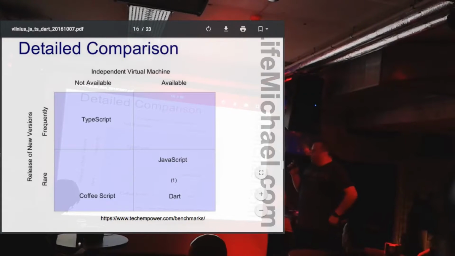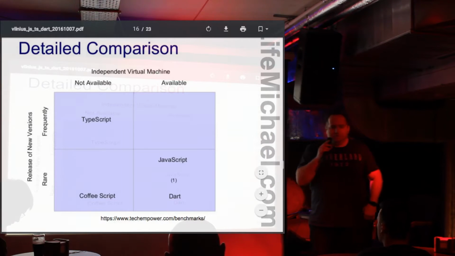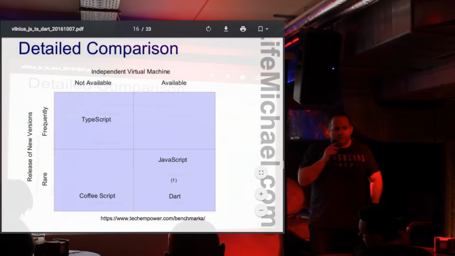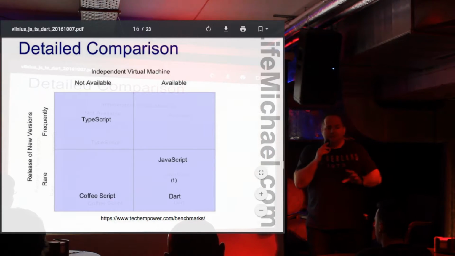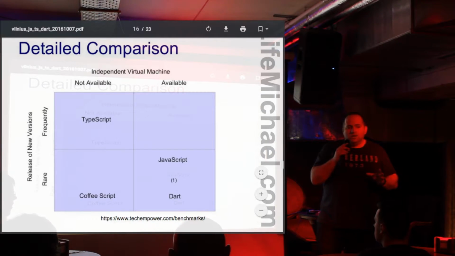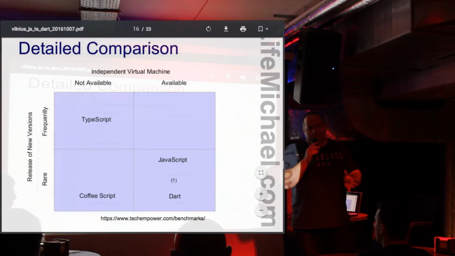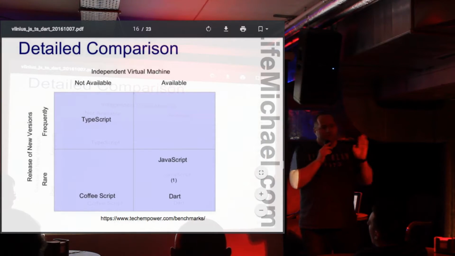Now, what about an independent virtual machine? Well, only JavaScript and Dart have their own virtual machine. You can write code in Dart. You don't have to transpile it into JavaScript. You can execute that code on a Dart virtual machine. Well, usually it doesn't happen, but this option exists.